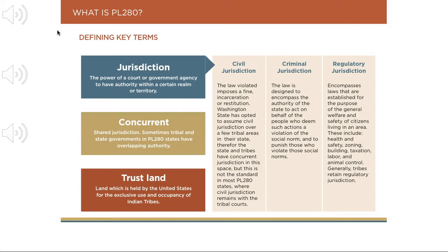Concurrent means shared jurisdiction. Sometimes tribal and state governments in PL280 states have overlapping authority. Trust land is land which is held by the United States for the exclusive use and occupancy of Indian tribes.